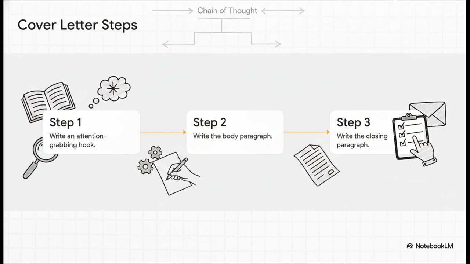Option 1 is the lazy route. You dump your resume and a job description into the chat and just say, write my cover letter. The result will likely be incredibly generic. But option 2 uses chain of thought. Step 1, you ask it only to write an attention-grabbing hook based on your resume. You review that hook, make a few minor tweaks, and then you feed it back into the bot for step 2, asking it to write the body paragraph based on that approved hook. You rinse and repeat this process for the closing paragraph. By chaining these thoughts together, you maintain strict quality control over the whole shebang.